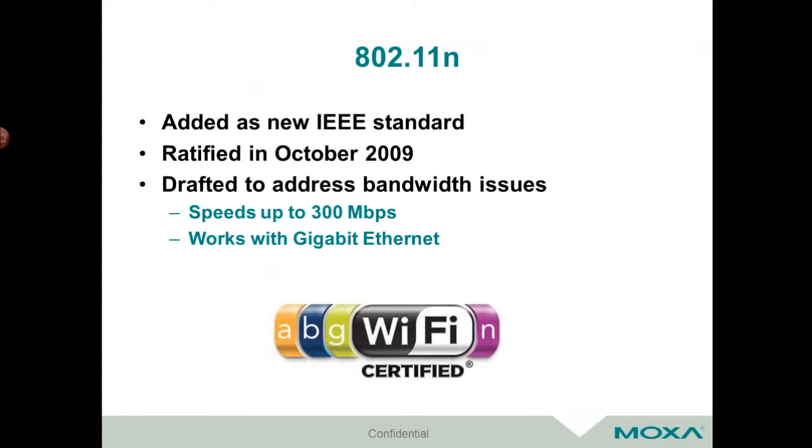802.11n, again, is the newest ratified standard. It's already starting to show its age. It was ratified in October of 2009, and it was drafted to address some of the bandwidth issues of the older standards. People wanted faster speed. People wanted it to work with gigabit Ethernet. The one thing you'll notice in 802.11n and 802.11ac devices is that most of the Ethernet ports are gigabit, because otherwise you would have a backlog through the Ethernet port if you only had a 10/100 megabit Ethernet port as opposed to gigabit.